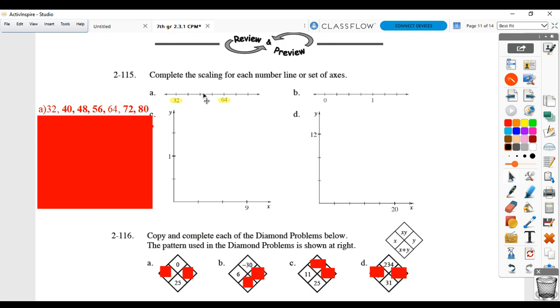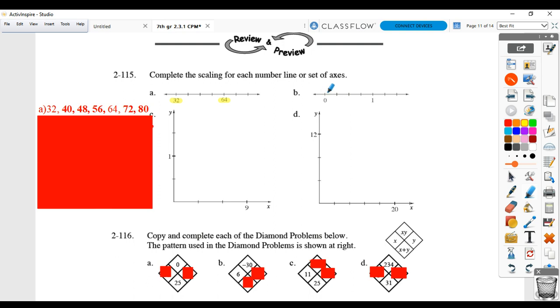So if you're going by eights, 32 is given, 40 is the next missing number, then 48, then 56, then 64, which was given. And of course, if you've done your scaling correctly, it should line up that way perfectly. Then 72, then 80. So again, find the difference between the two numbers, divide by how many spaces or sections. That tells you what increments you're going by. You're going by eights, and then you can figure out the missing numbers.